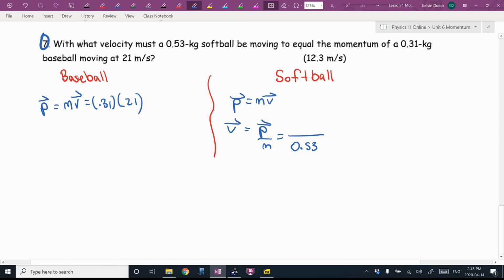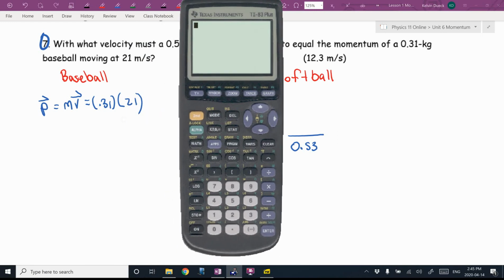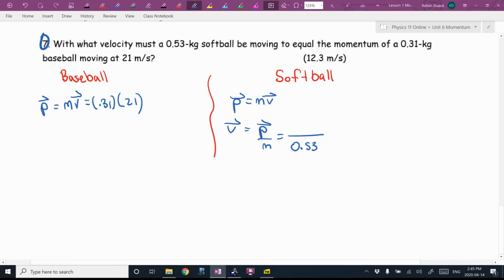Mr. Dueck, I thought you said the mass of a baseball was around 0.15 or 0.14 earlier in the lesson. For this question, I was just making up some numbers, but you're right. I don't think the mass of the baseball is accurate. So the momentum that the baseball has is 0.31 times 21. It has 6.51 kilogram meters per second.